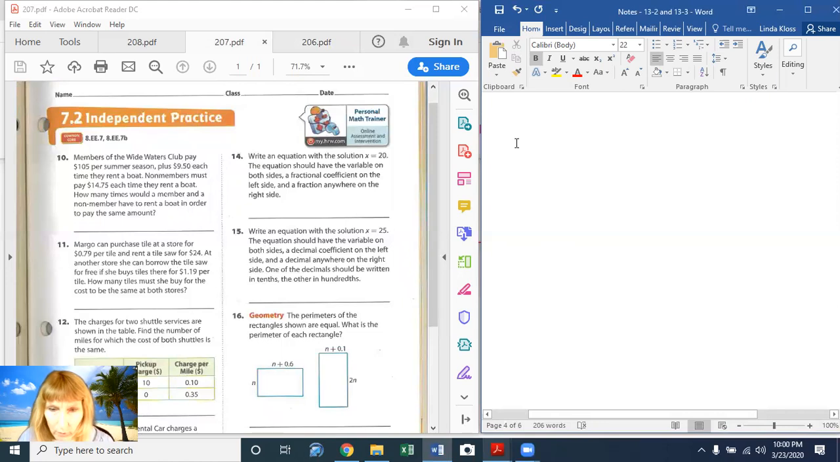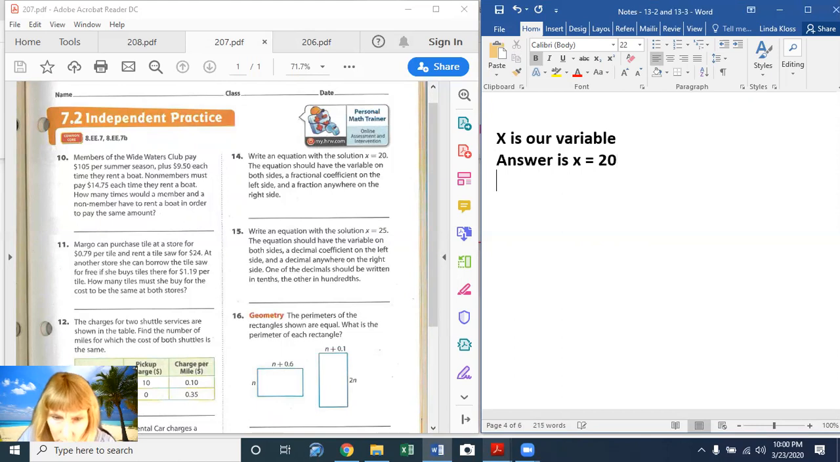So we kind of have to work backwards. We know the answer already. We know the answer is going to be 20. So we know x is going to be our variable, and we know that the answer to x equals 20. So let's work backwards with these criteria that we have. The equation should have a variable on both sides. So we need an x on one side, and we need an x on the other side. Then we know that we need a fractional coefficient on the left side.